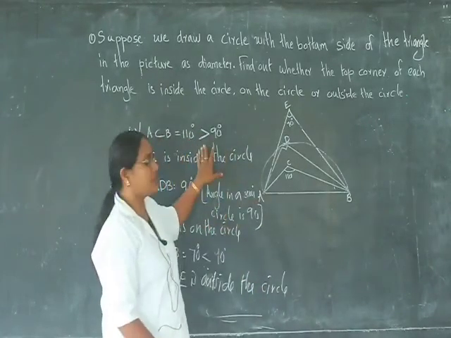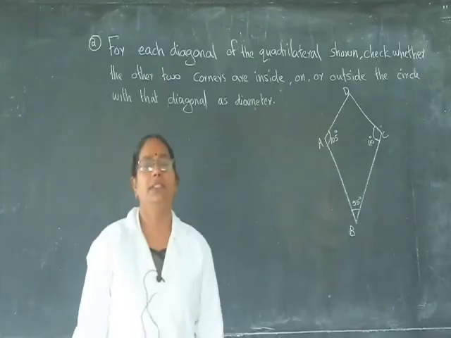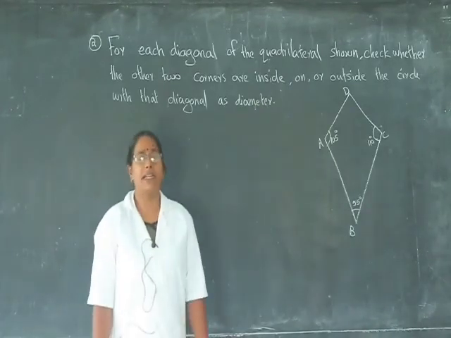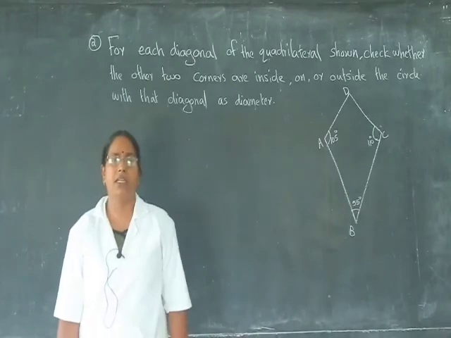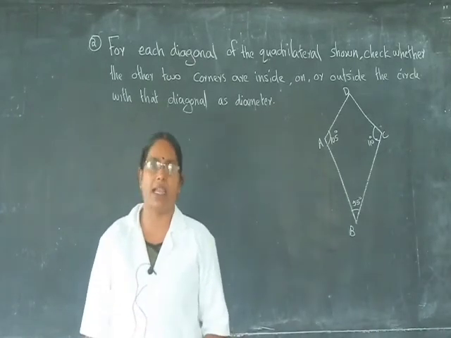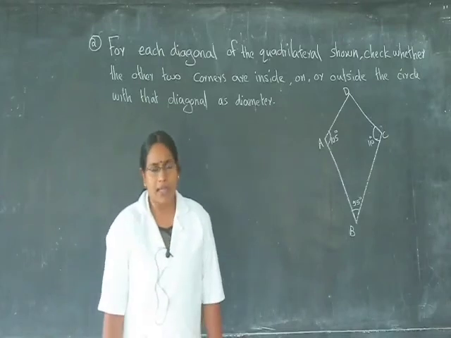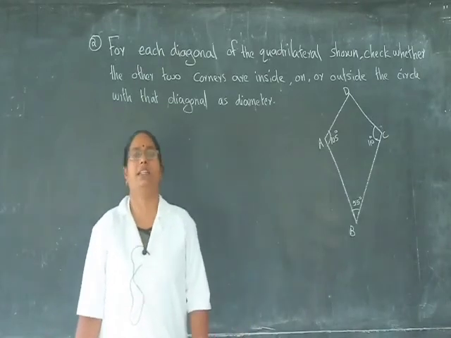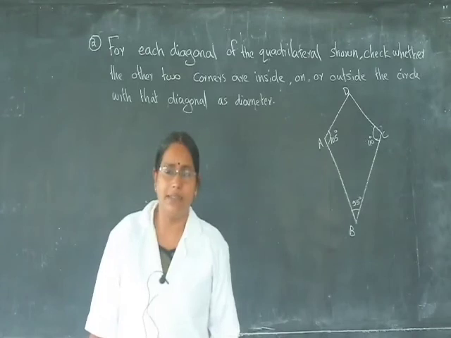Therefore, the question is over. That second question is related to those three statements. Only those three statements: the angle in a semicircle is 90 degrees, the angle made outside the circle is less than 90.